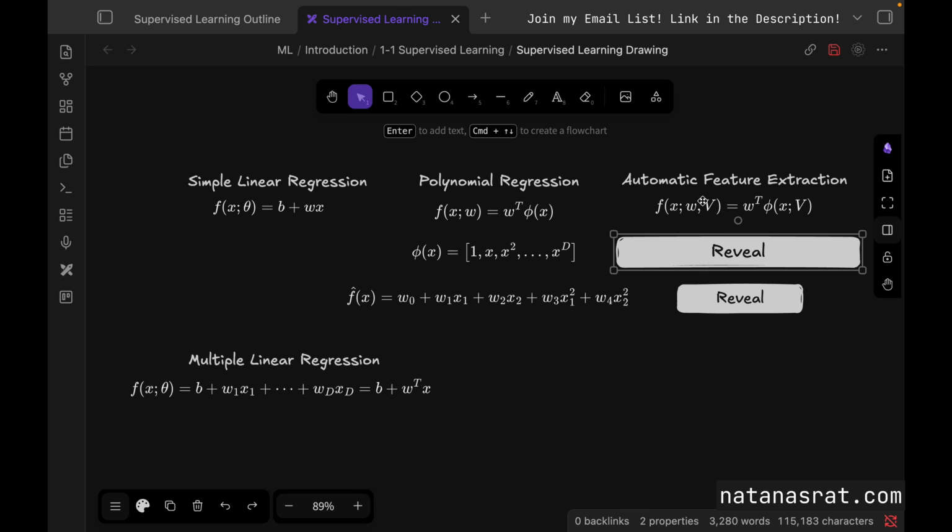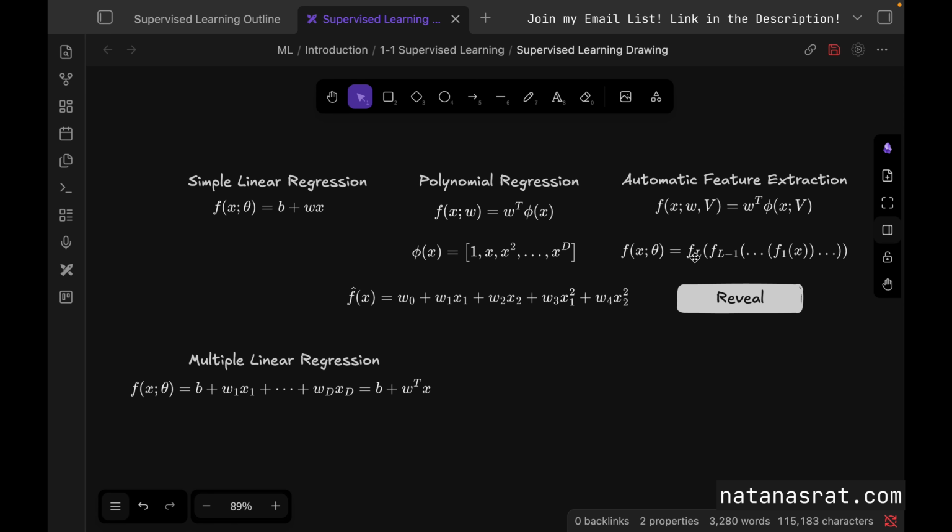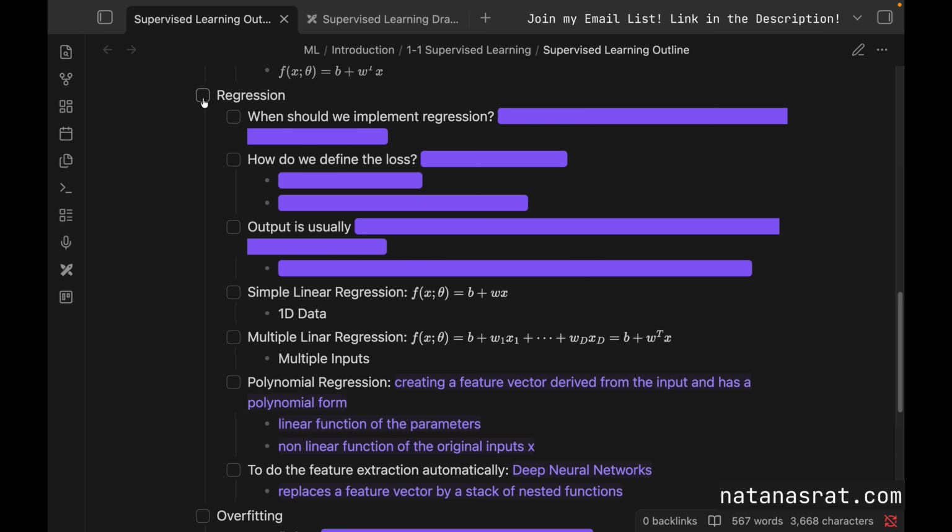In this case, we replace the feature vector by a stack of nested functions. We can just give our function this parameter v, which will pass to the feature vector, and this can become a recursive function like this, where each function L is a layer which gets its inputs from the previous layer. So here you can see f is capital L, which is the last layer, which gets its inputs from the previous layer, and goes back to the first layer that gets the input x.